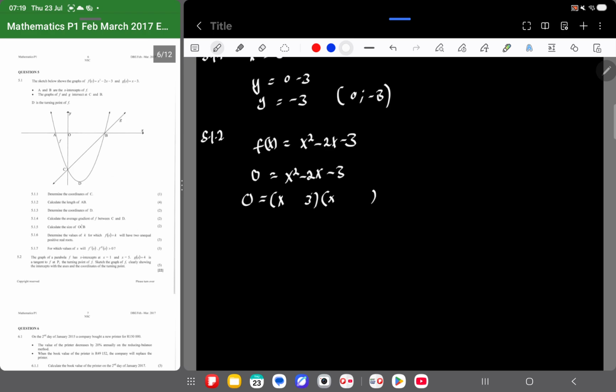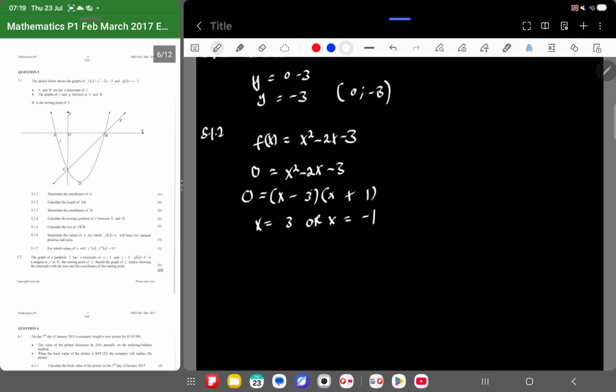Use 3 and 1. We are looking for the values that if we add them, they give us negative 2, and if we multiply them, they give us negative 3. So it's going to be negative 3 plus 1. If you expand this, we're going to get back to that. If you multiply these values, they give you negative 3. If you add them, you get negative 2. So x will be equal to 3, or x will be equal to negative 1.